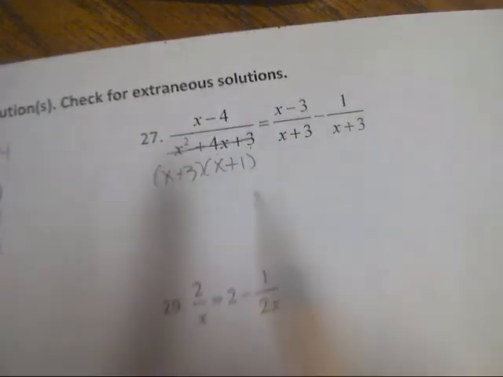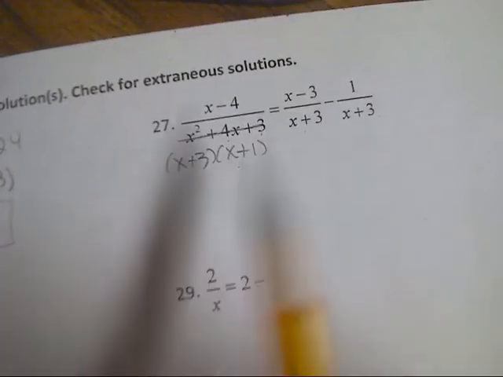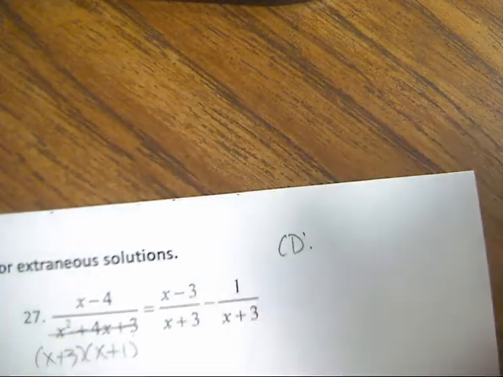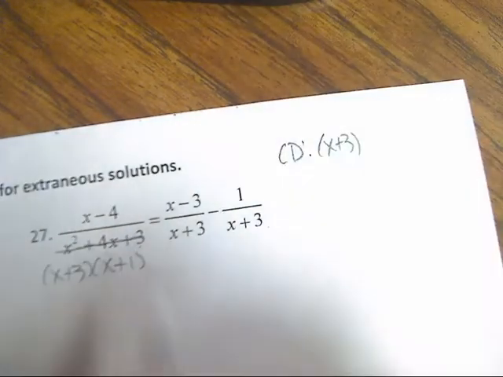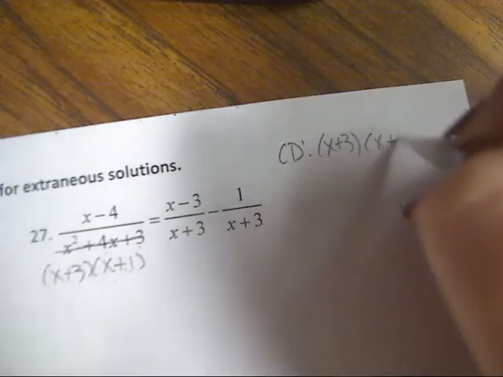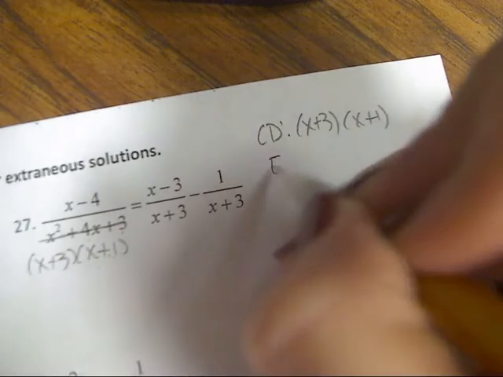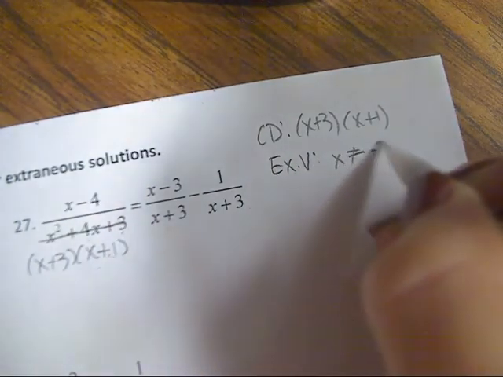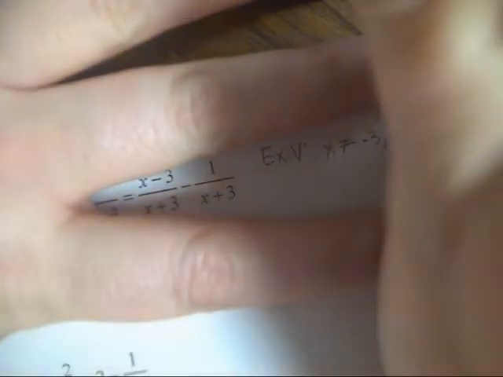Right? So I see that they all have an x plus 3, but this guy also has an x plus 1. So I need all of these factors to also be in my common denominator. They all have an x plus 3, and we also have an x plus 1. You have to represent all the factors. Okay? This means, and I'll go ahead and do this also, excluded values here, x cannot equal negative 3 or negative, not negative 4, negative 1.